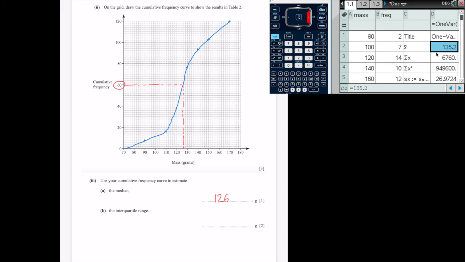Then for the interquartile range, that's where you're splitting it into quarters. It says quartile, so it's splitting it into quarters. So half of 60 is going to give me 30, and halfway between 60 and 120 is going to give me 90. So I can see here that I've got my two values, and they're roughly 116 and 137. So the interquartile range is the distance between those two. So if I subtract 137 and 116, then I get 21. And again, you would have allowed anything between 14 and 21.